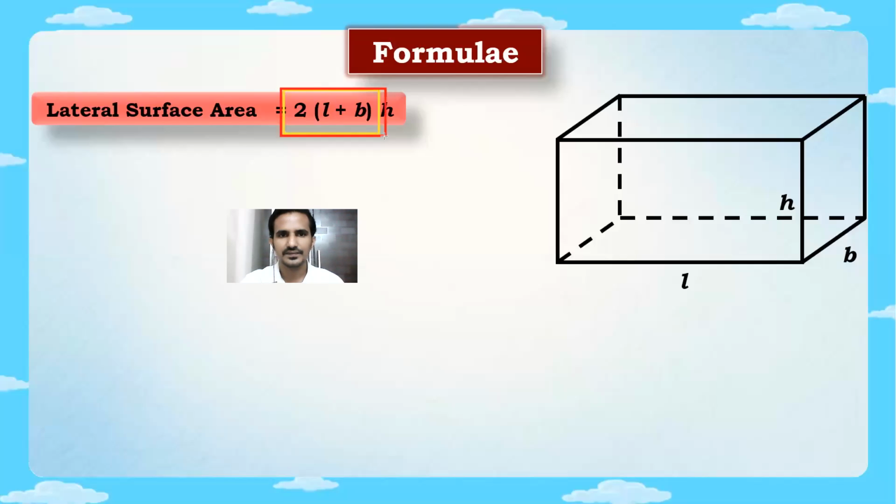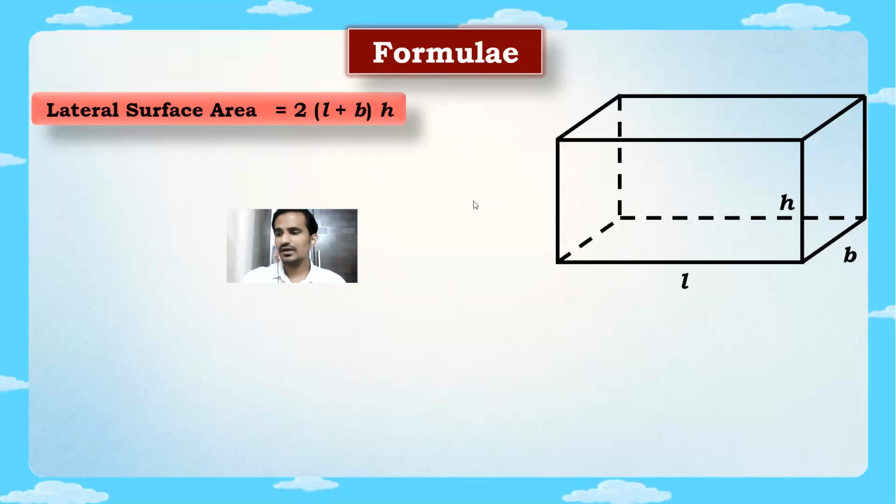2L plus B. 2L plus B is the formula of what? It is the perimeter of the rectangle, isn't it? So what we are actually doing to get the lateral surface area is simply multiplying perimeter into height. So अभी याद रखने के लिए भी easy है. Lateral surface area is perimeter into height, that is 2L plus B into h. That's our first formula.